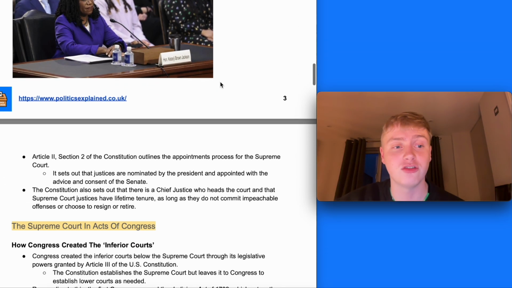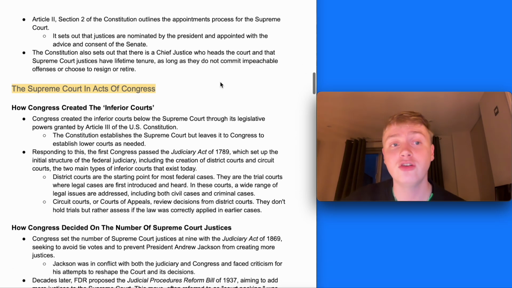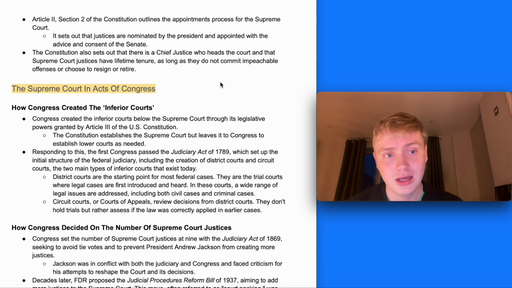In terms of how justices are appointed, Article 2, Section 2 of the Constitution outlines the appointment process for the Supreme Court, and it sets out that justices are nominated by the President and appointed with the advice and consent of the Senate. The Constitution also sets out that there is a Chief Justice who heads the court, and that Supreme Court justices have a lifetime tenure, as long as they don't commit impeachable offences or choose to resign or retire.